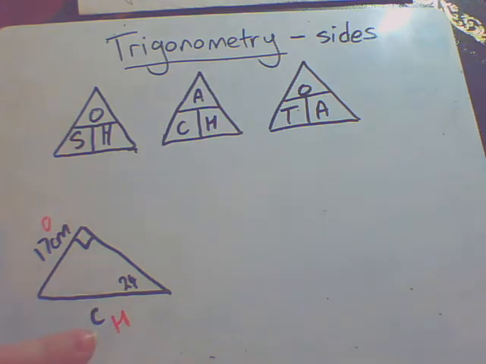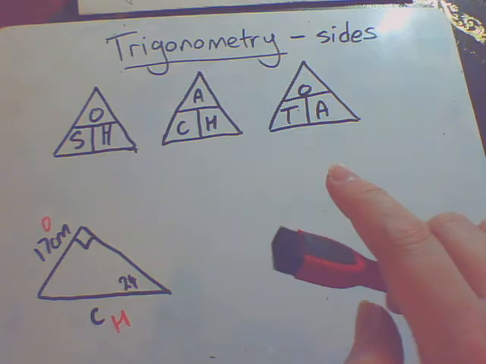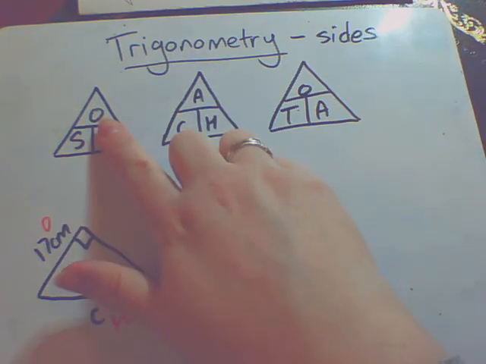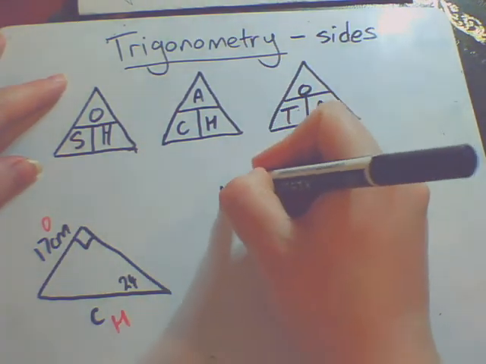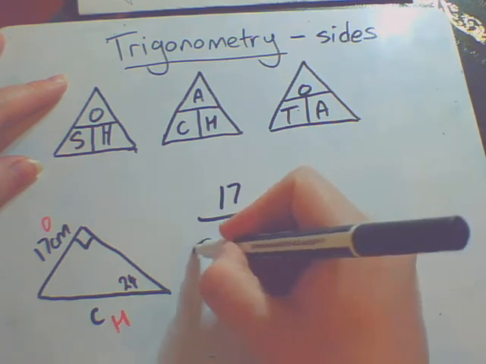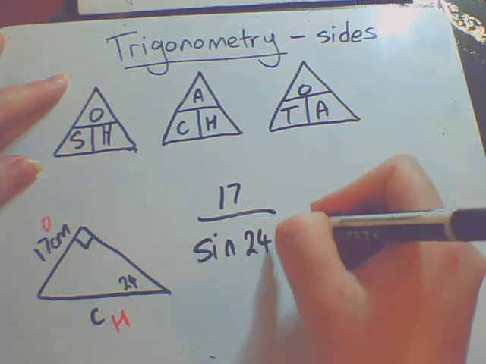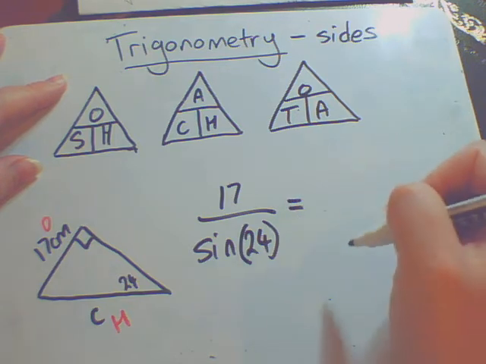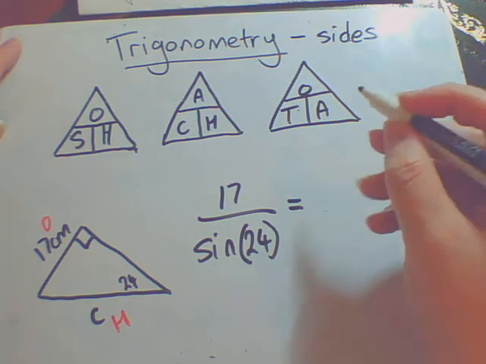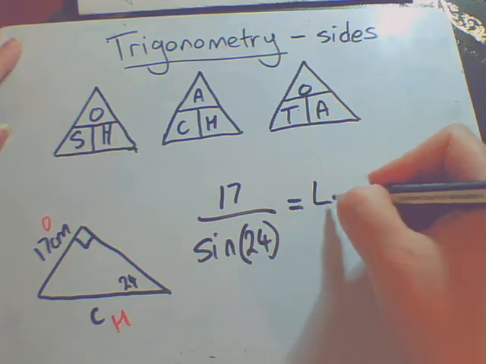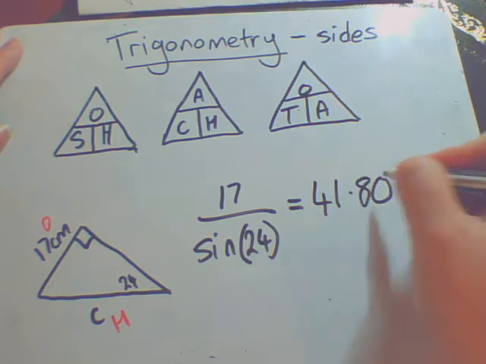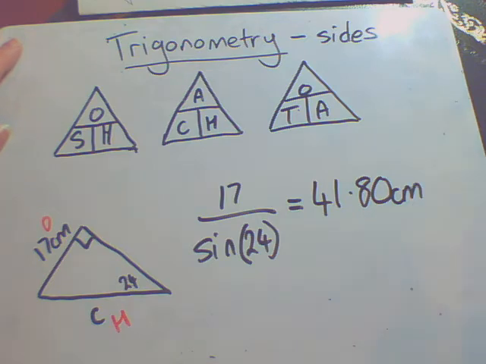Because I'm trying to find the hypotenuse, I'm going to cover up the H this time. And you can see they're sitting on top of each other, so that is telling me to do a division. So for this question, I'm going to do 17 divided by sin 24. Again, your calculator is going to do all of that work for you. Type it in exactly as I've written on the board, 41.80 if you round that to 2 decimal places.